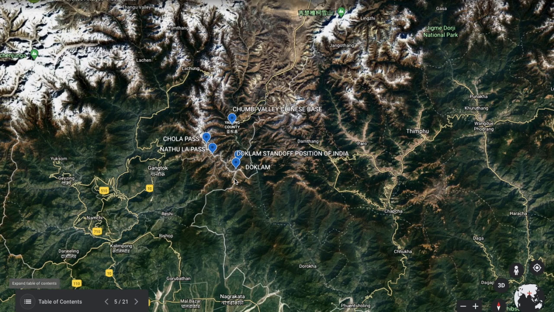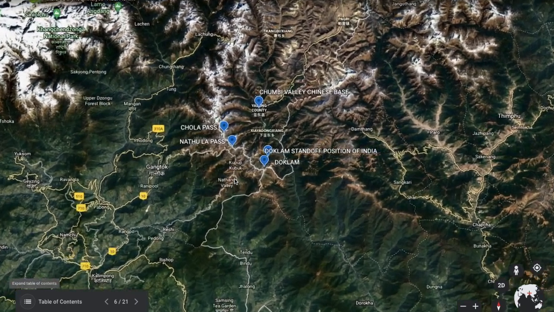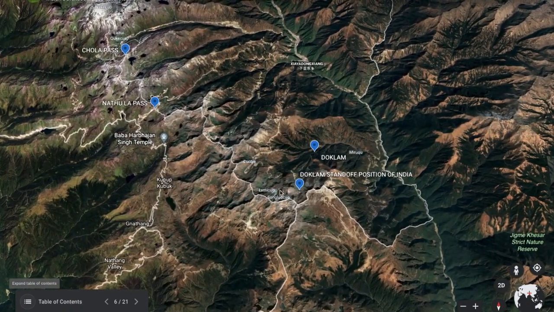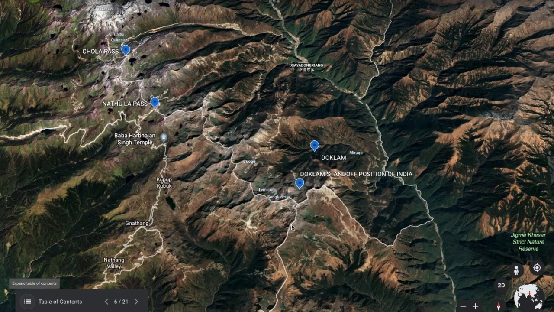The standoff here started on the 16th June 2017, and this was the very location where the standoff happened. And by August 28th, after a lot of positioning on these high peaks, both the countries announced that they would pull back their forces, owing to the fact that the occupation of strategic heights in this region was done by India, which made it very, very precarious for the Chinese to make any moves in this region.